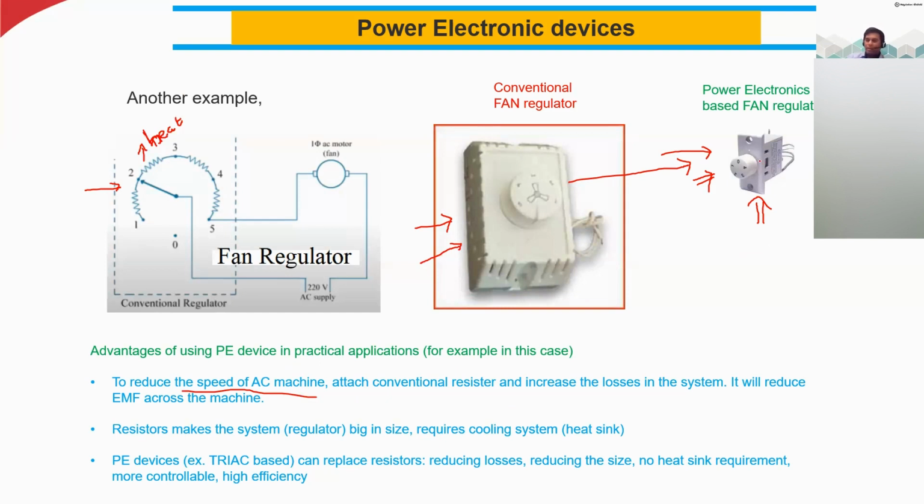But in power electronic devices, you do not have such a big issue of using heat sinks, and the size is much smaller. So PE devices can replace these resistors, reducing losses, reducing the size, with no heat sink requirement. In some applications, of course, you still need a heat sink, and it's more controllable and it has high efficiency. Okay, this is another example.